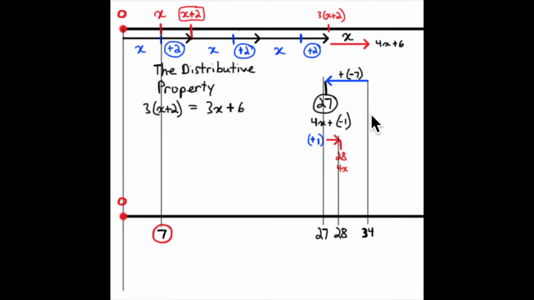So now I'm at 34, add the -7 to get to 27, and now we see that 4x plus a -1. And we see that this 27 is 1 less than 4 times Andre's original number. So you add the 1, divide by 4, and that gets you back to this 7.